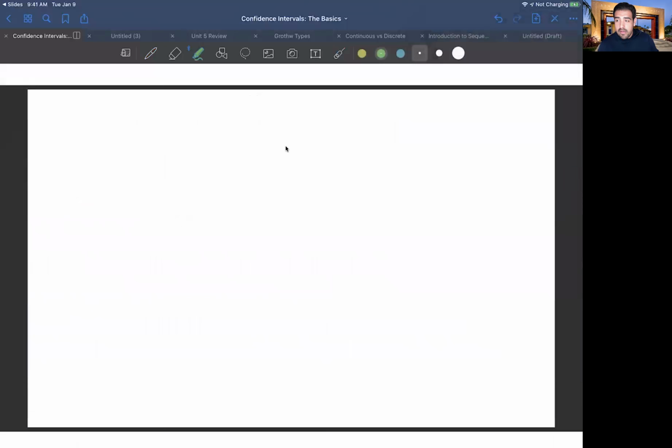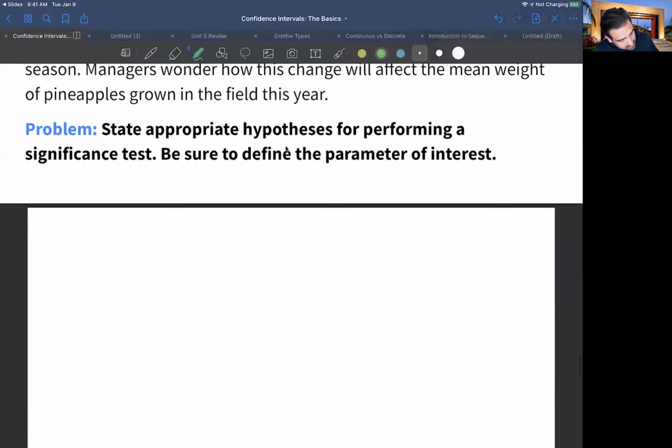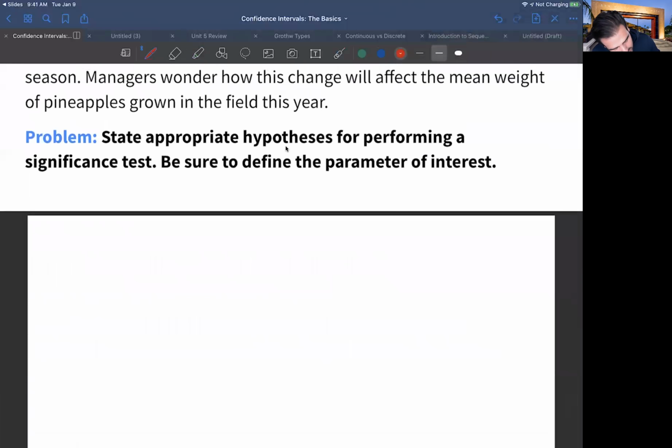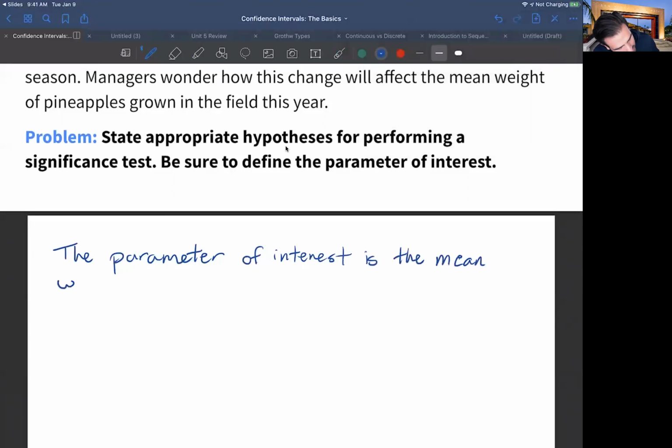So the parameter that we're looking for, we are concerned about the weight. The parameter of interest is the mean or average weight of pineapples harvested.